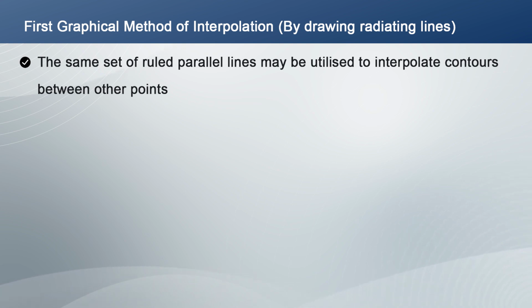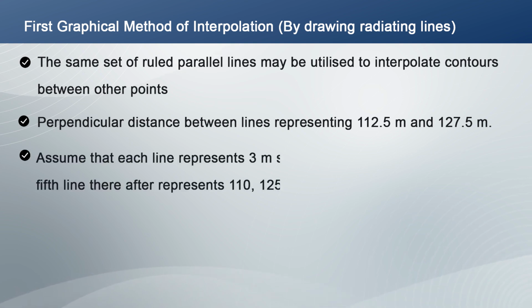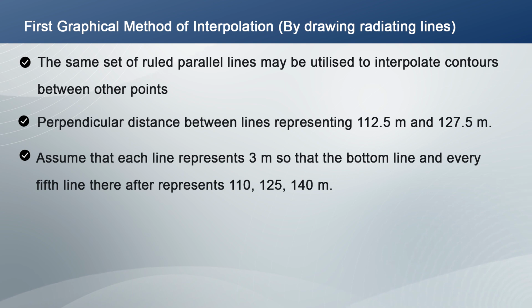It may be noted that the same set of ruled parallel lines may be utilized to interpolate contours between other points, so long as the distance between them is greater than the perpendicular distance between lines representing 112.5 meter and 127.5 meter. In case the distance is less, then another set of values are to be given.